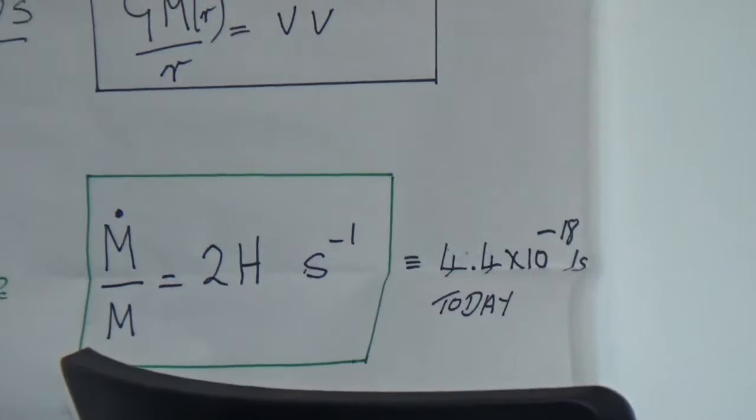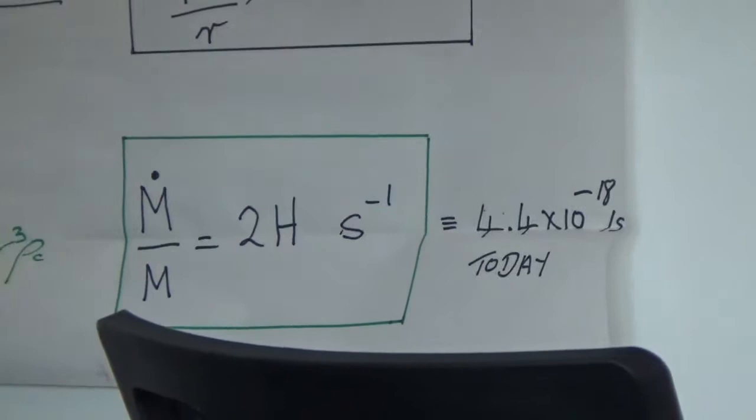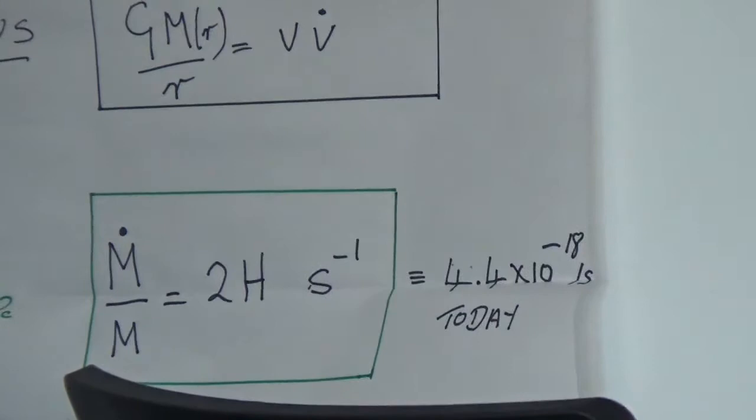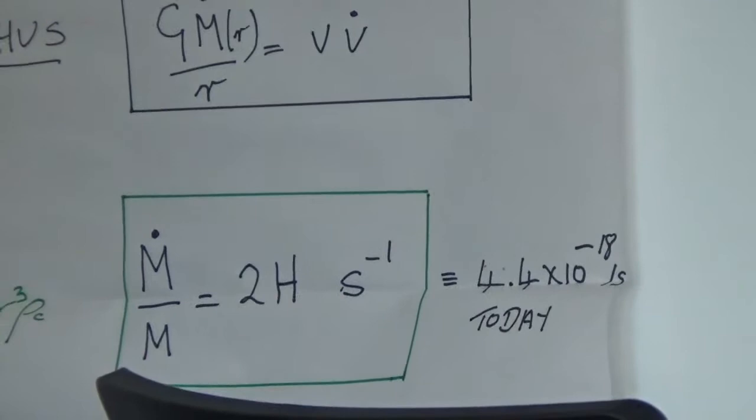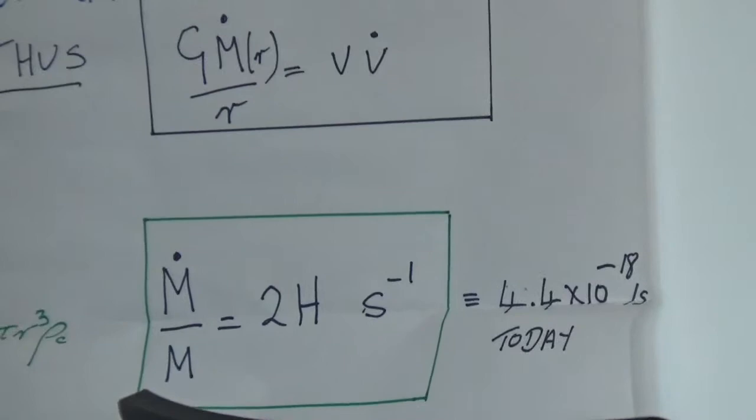Now, what does it mean? Remember, H is 2.2 times 10 to the minus 18. So 2H is 4.4 times 10 to the minus 18 per second. What it means, I think, is that if dark matter is being created, it's being created at the rate of 1 part in 10 to the 18, which is very small.